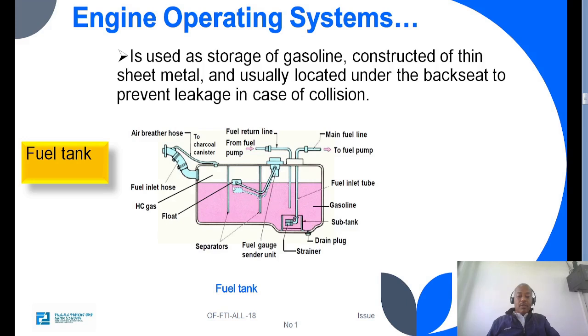So there is a float, and then there is a gauge, and this gauge measures the fuel amount, and it is connected with the fuel gauge indicator in the dashboard. So it shows the level of the fuel in the tank to the driver. And here there are different separators. And this is the fuel fill line, the inlet hose, and the air breathing mechanism.